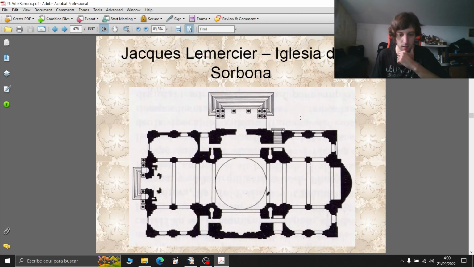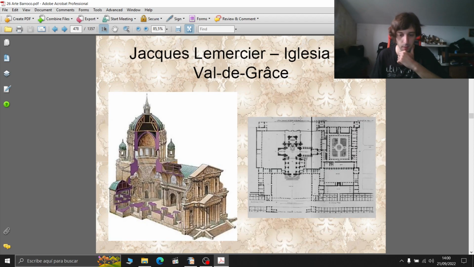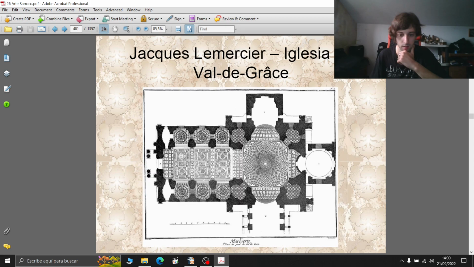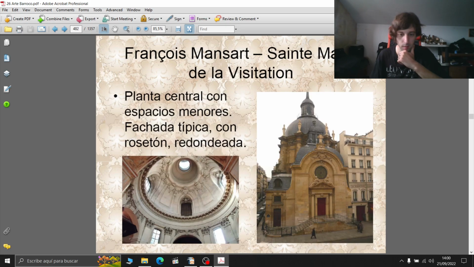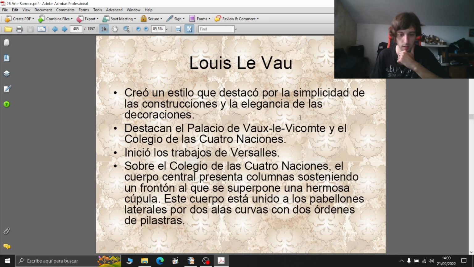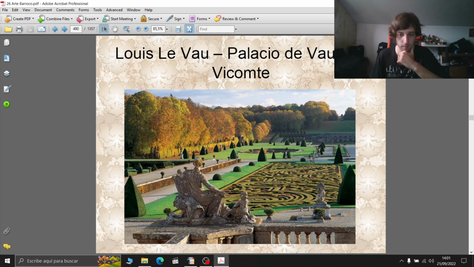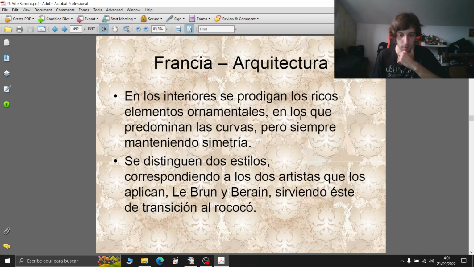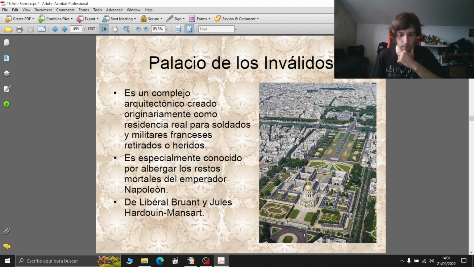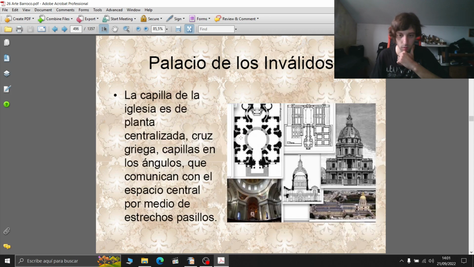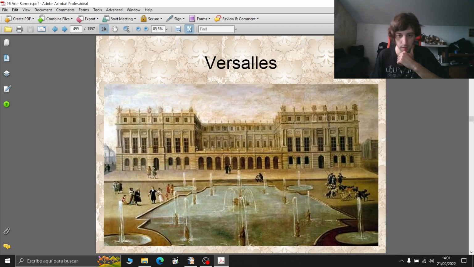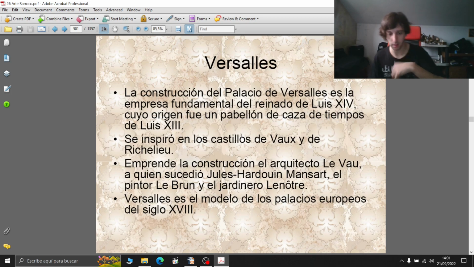Sorbonne, Val-de-Grâce, Sainte-Marie de la Visitation, Maisons-Laffitte, Vaux-le-Vicomte, Louvre, Invalides. The garden is very wonderful. Salpêtrière, Versailles. Here are all the pictures of Versailles with a very big garden.